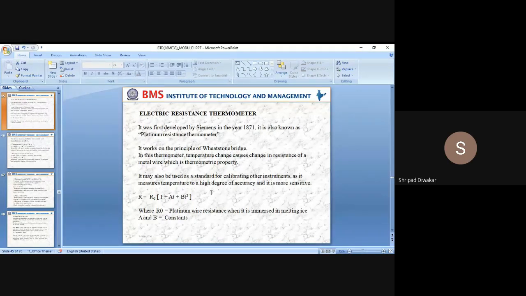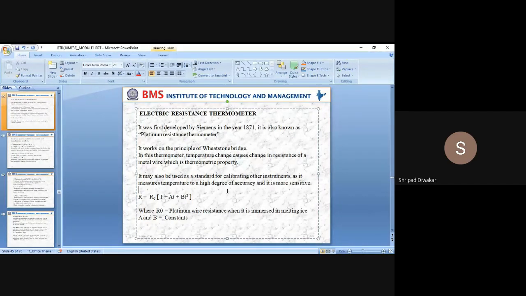Okay, and it is also used as a standard for calibrating other instruments. And one more important thing is it measures the temperature to a high degree of accuracy, and it is more sensitive in nature.